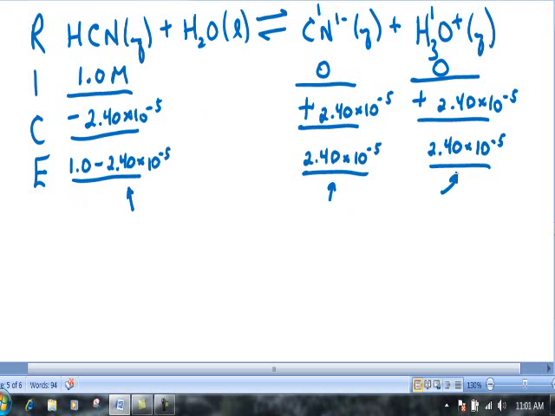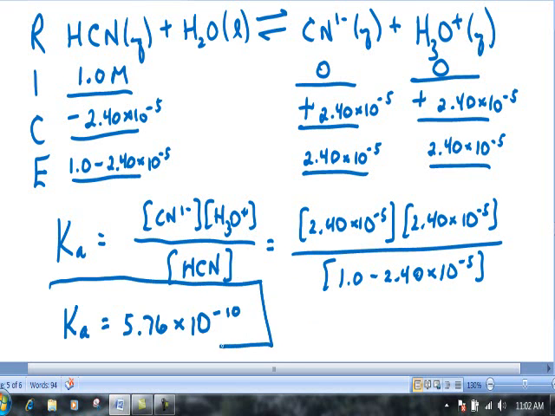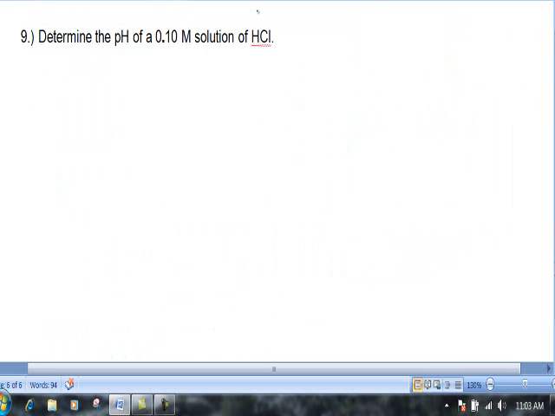We can readily put these into our Ka expression for the reaction, and that'll allow us to solve for the Ka value. Our equilibrium constant expression, or Ka, is the cyanide times hydronium concentration divided by the equilibrium concentration of HCN. Since we know our equilibrium values, we can readily plug these in. This will allow us to solve for the Ka value for this weak acid, HCN or hydrocyanic acid. Solving for our Ka, we get 5.76 times 10 to the negative 10 for our value of our equilibrium constant for this weak acid.